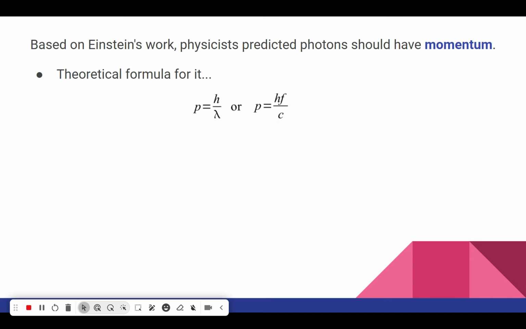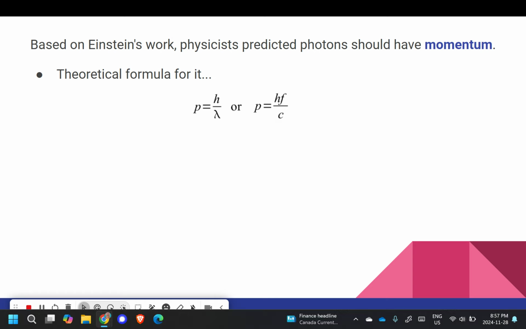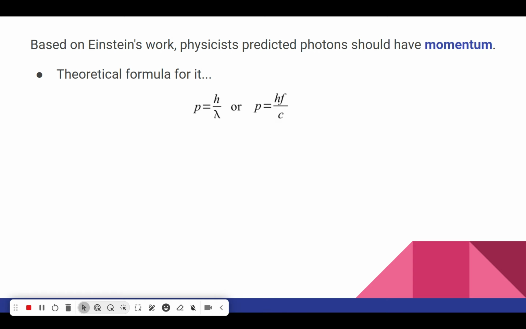But what we see here is kind of that weird wave-particle duality. We're measuring momentum, which is a very particle matter characteristic. And how are we doing it? We're using wavelength, the most wavy measurement that you can possibly do. So it's really kind of weird that way.